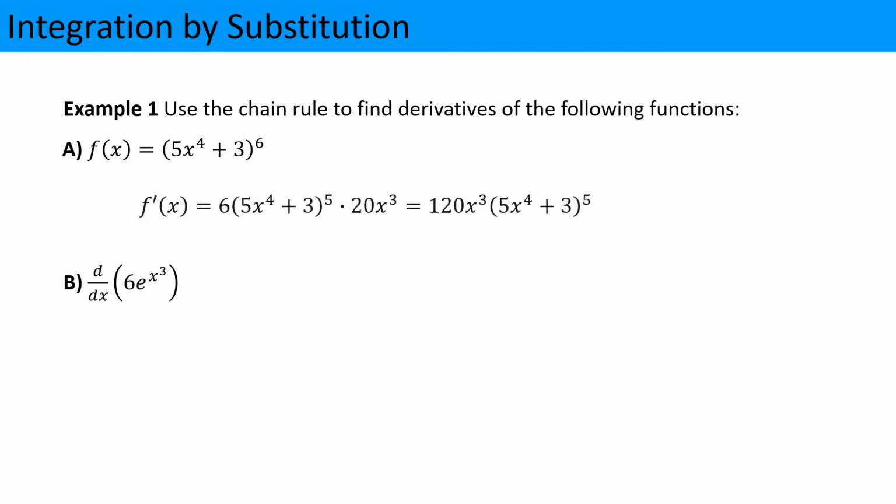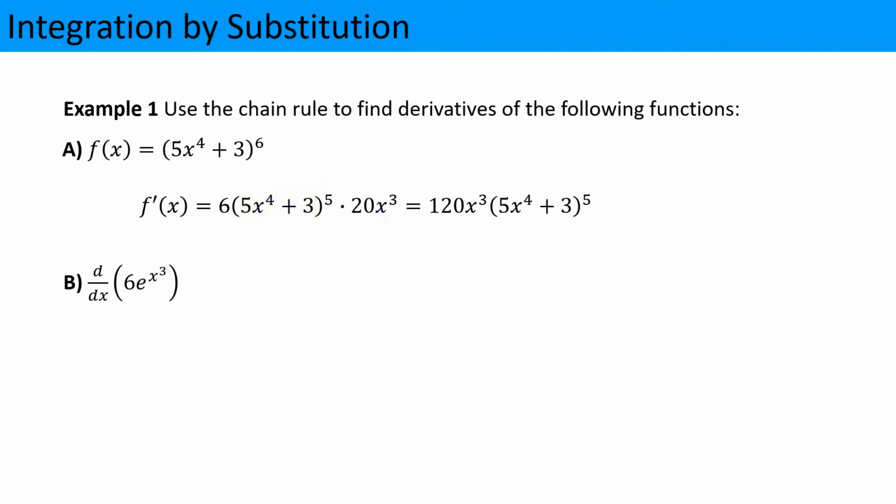F prime of x is equal to, we bring the 6 down, and the power that was 6 lowers by 1, so it becomes 5. We have 6 times the quantity 5x to the fourth plus 3 to the power of 5. Now remember to take the derivative of the inside function, which was 5x to the fourth plus 3, and that derivative is 20 times x cubed, because that's 5 times 4, that gives you the 20. Subtract 1 from 4, that's 3.